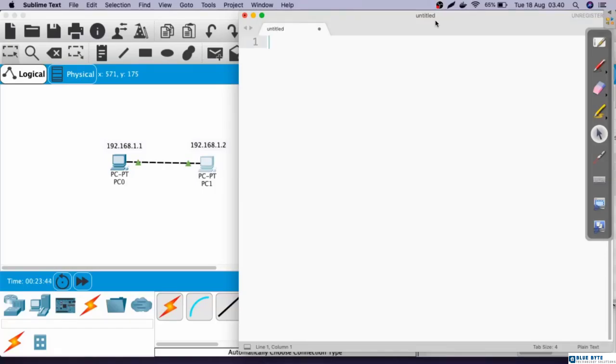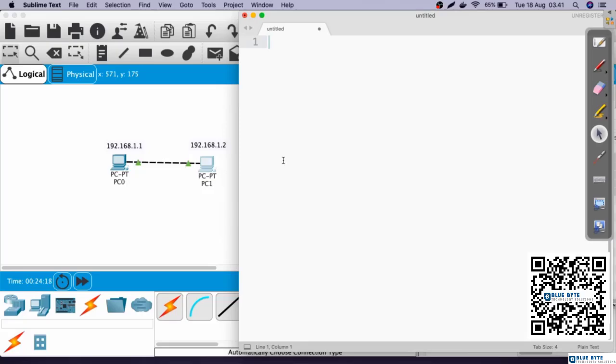In the previous video, we created the most simple computer network in Cisco Packet Tracer, which is connecting two computers. Here we have PC0 and PC1, and these two PCs are connected using a UTP cable. The IP address of PC0 is 192.168.1.1, and the IP address of PC1 is 192.168.1.2. Now, in this video, we are going to learn more detail about IP address.